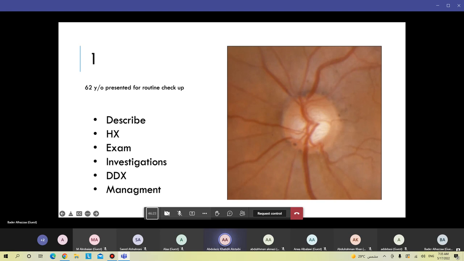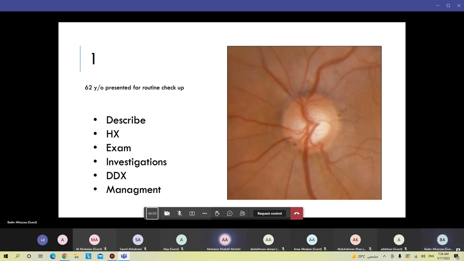I will visualize the fundus and document the optic disc as well as the retina as a whole. In the disc, I will assess the optic disc rim, the cupping, the retinal nerve fiber layer loss, and any hemorrhages or kinking of the vessels. Okay, any specific exams you want to do?